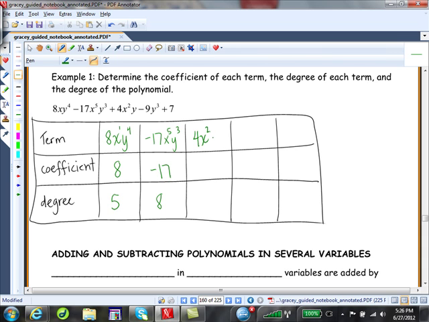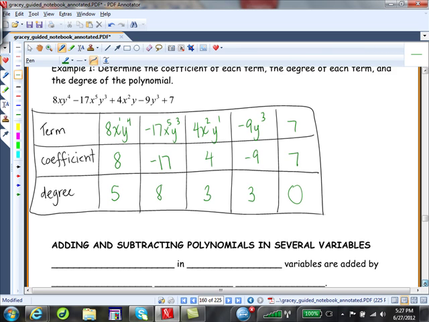4x squared y to the 1. Coefficient is 4. Degree is 3. Negative 9y cubed. Coefficient, negative 9. Degree is 3. And then 7. Coefficient, 7. Degree, are there any variable factors? No, so the degree is 0. Very good.